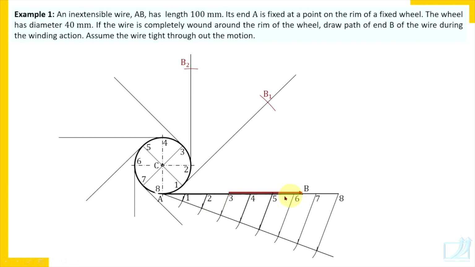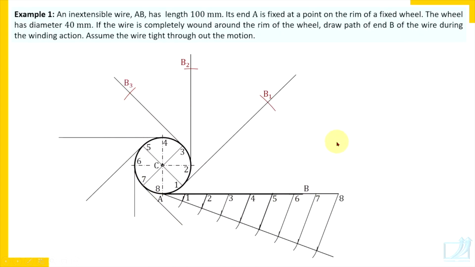Similarly, the third tangent has length 3b, and from point 3 cut the third tangent. So it's now a very mechanical procedure. The fourth tangent is 4b, the fifth tangent has length 5b, the sixth tangent has length 6b, and this is how we go on marking the points.